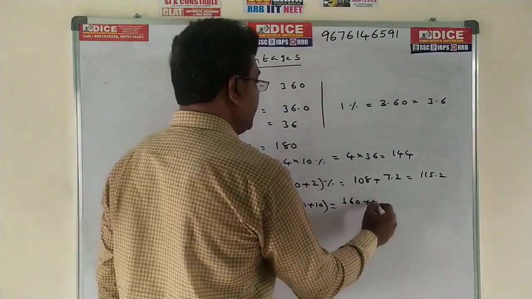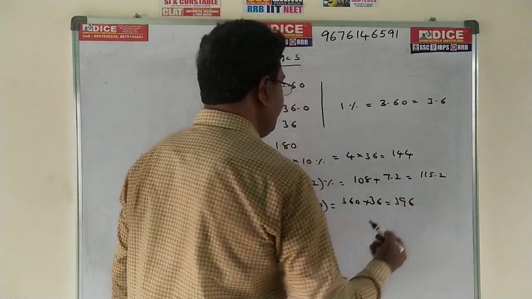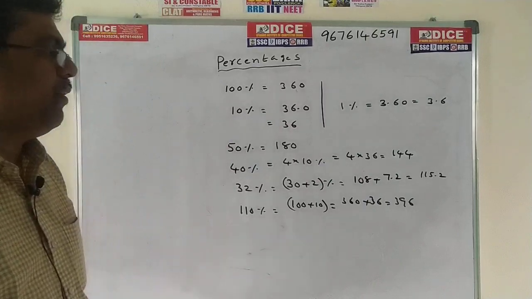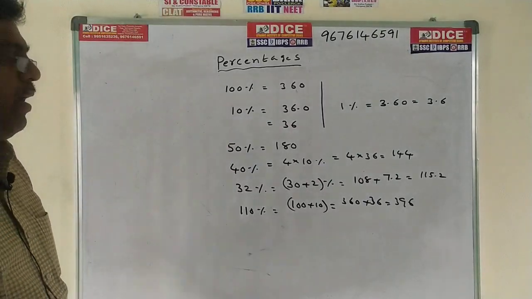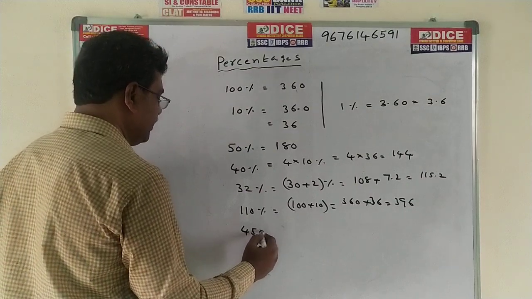10% means nothing but 36. So the value is 396. 360 plus 36, the value is nothing but 396, the required value. Now you can go for some other one, 450%.